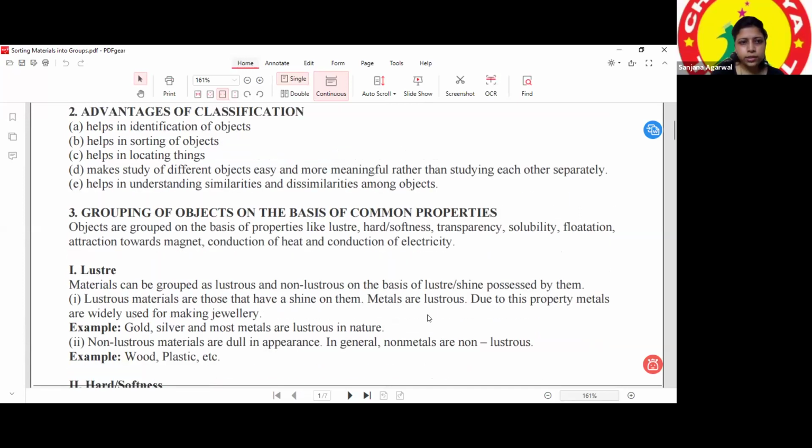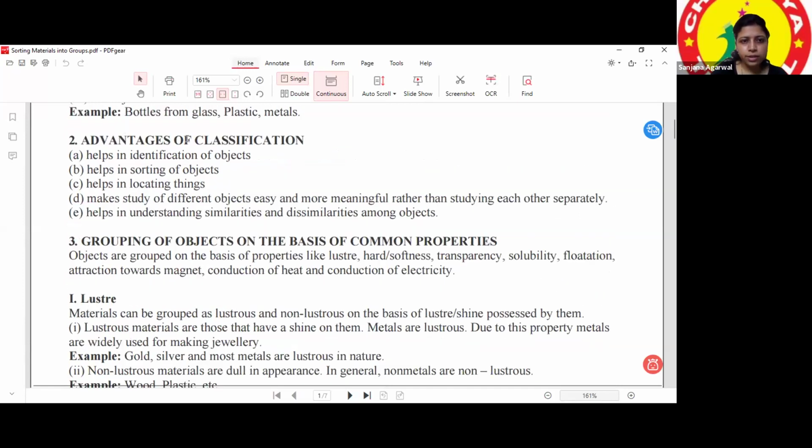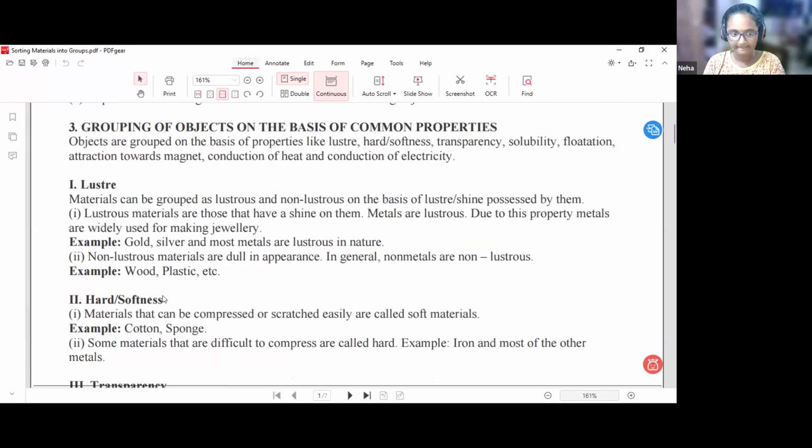We only discussed the second point, that is, the advantages of classification, right? Grouping of objects on the basis of luster and so on is still left, right? Yes, ma'am. So first, let's begin with the grouping of objects on the basis of common properties, okay?